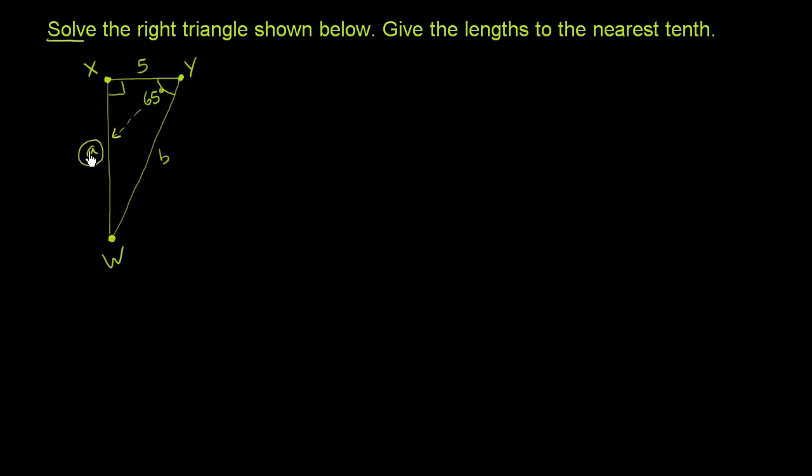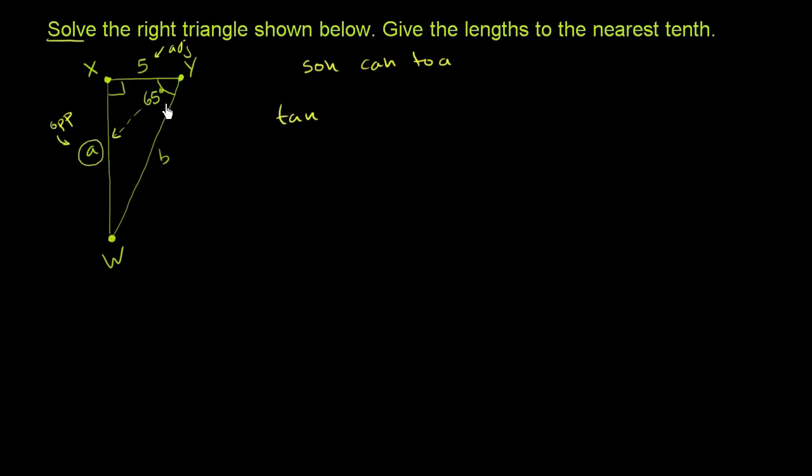So what trigonometric ratio deals with the opposite and the adjacent? If we're looking at angle y, this is the opposite, and this right over here is the adjacent. Well, if we don't remember, we can go back to SOH CAH TOA. Sine deals with opposite and hypotenuse. Cosine deals with adjacent and hypotenuse. Tangent deals with opposite over adjacent.